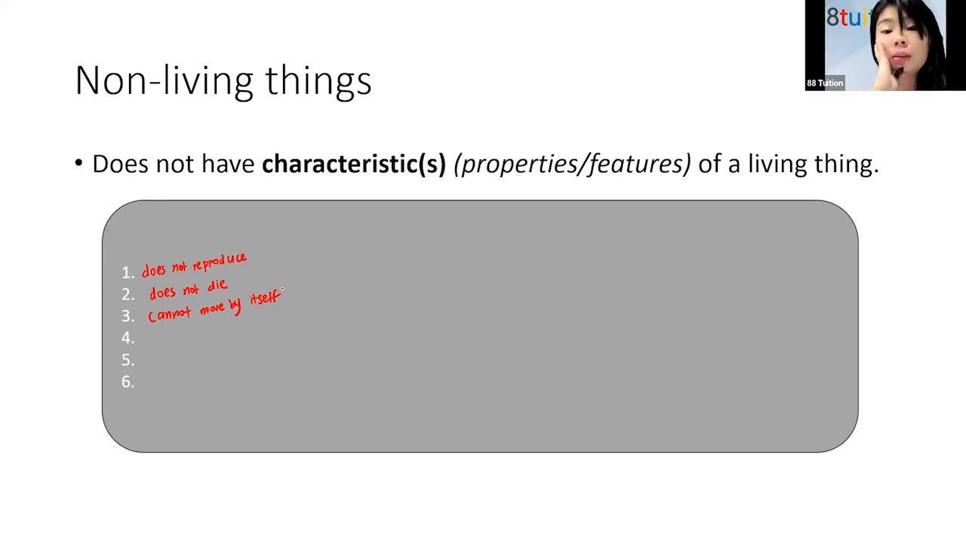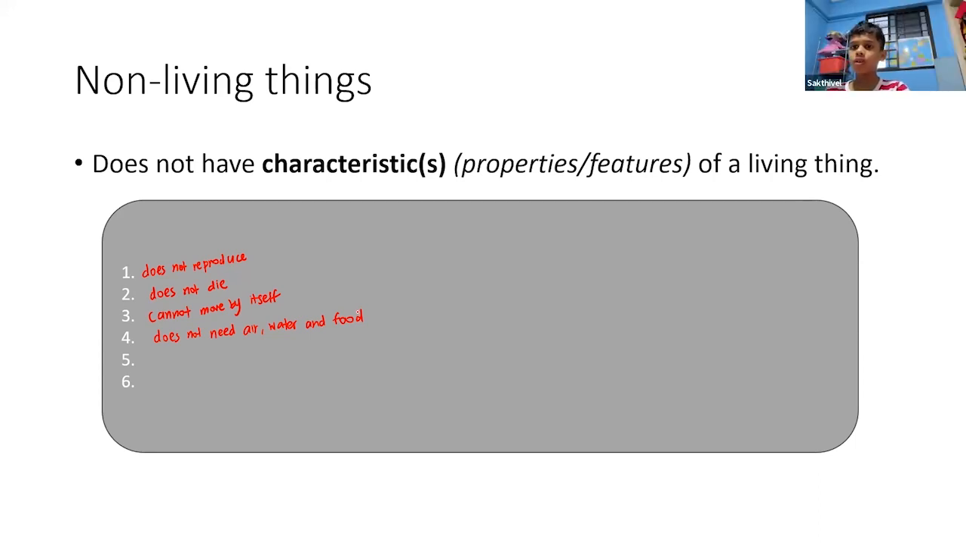It does not breathe. Does not need water and food. Only water and food? What's the first most important thing? And the air. Does not need air, water, and food. Good. What are the other 2 characteristics? It can grow. Can or cannot? Non-living things cannot grow. Okay, good.